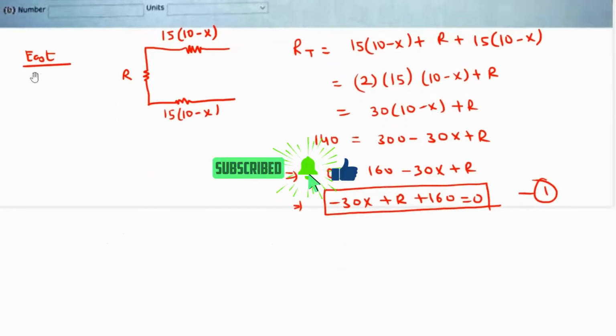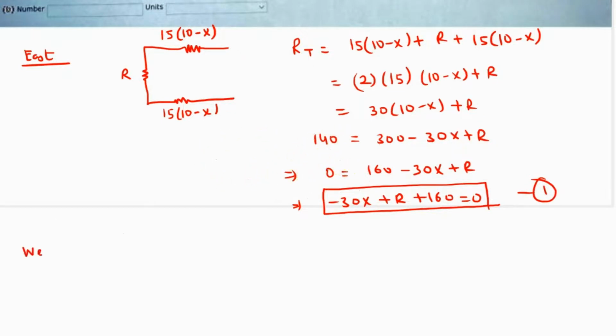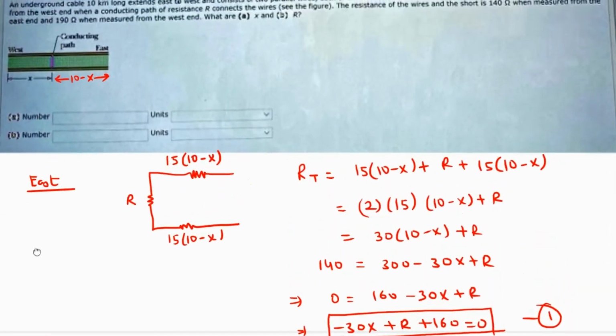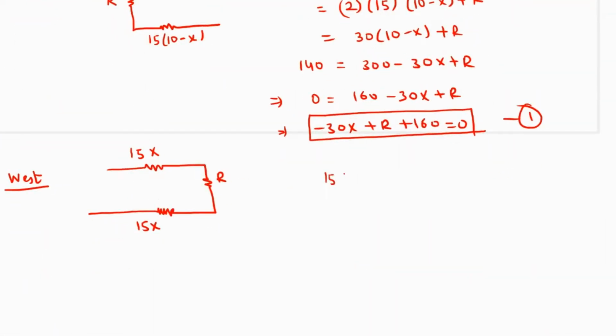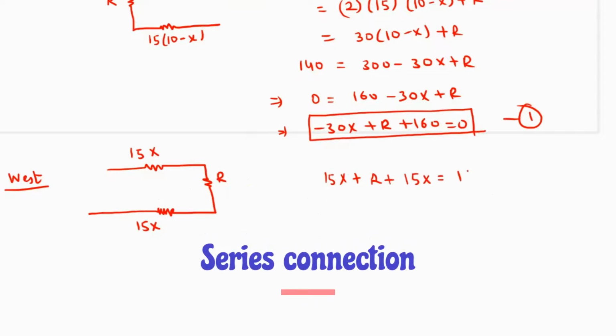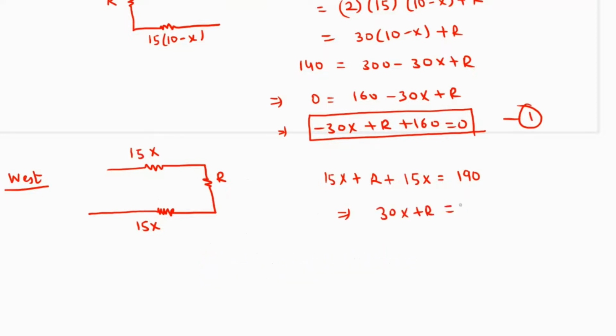Likewise, the same situation happens over on the west as well. The only change is the length. The length is now x, so the resistance is going to be 15x, 15x, and R. The equivalent resistance from the west is 190, which means that 15x plus R plus 15x is 190, so 30x plus R is equal to 190. Let's call it equation 2.